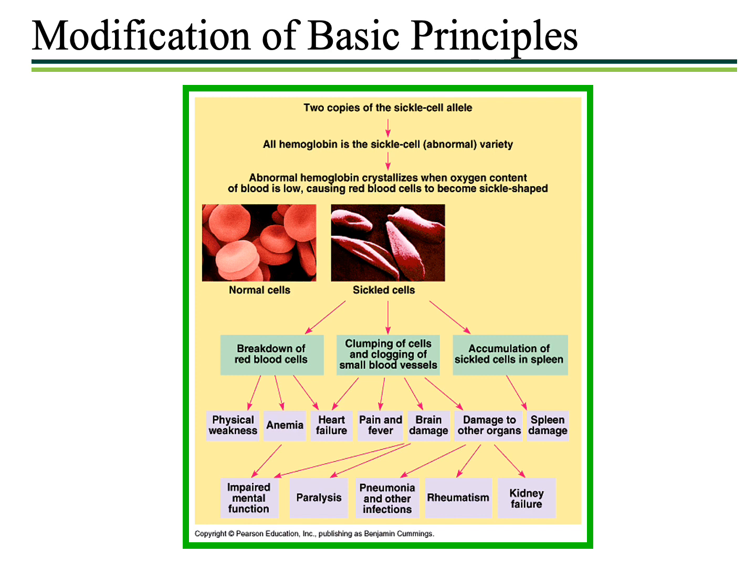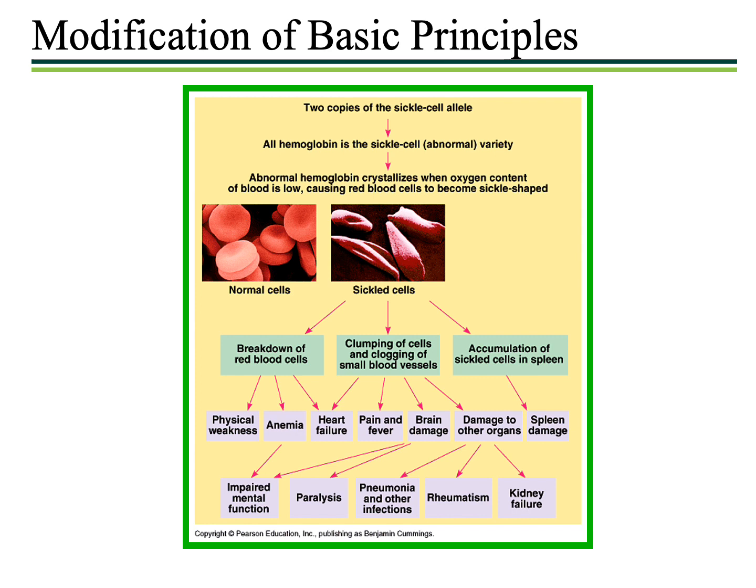So it results in the breakdown of red blood cells, it results in clumping of cells and clogging of small blood vessels, and it causes accumulation of the sickled cells in the spleen. All right, so that's physiologically what is happening. But then what does that do as we continue looking down the flow chart on this slide?